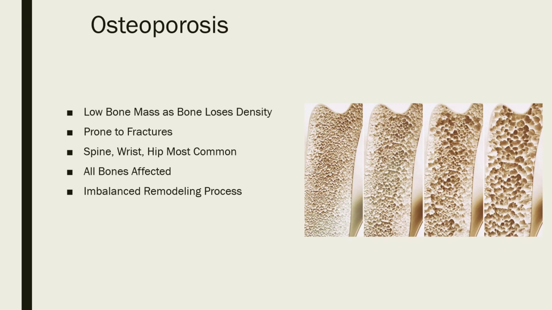Osteoporosis. This is a condition that results in low bone mass as bone density is lost. People with osteoporosis are very prone to fractures. Fractures occur most commonly in the spine, wrist, and hips, but all bones could be affected. The patient can have an imbalance in their mobility when the remodeling process is going on.